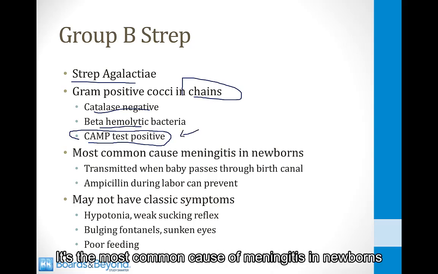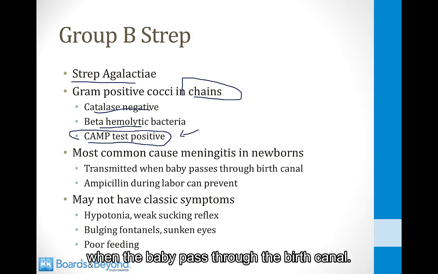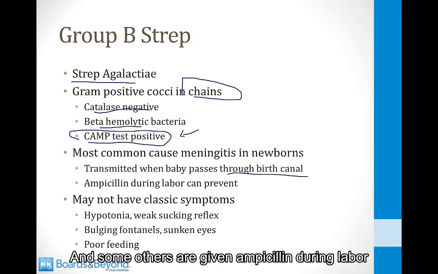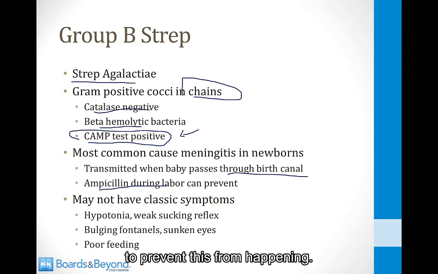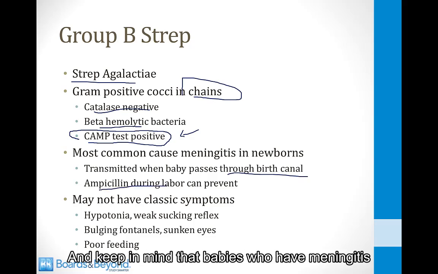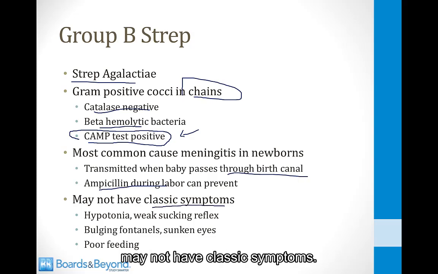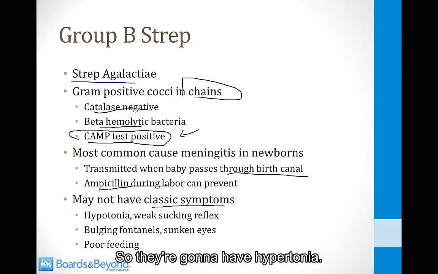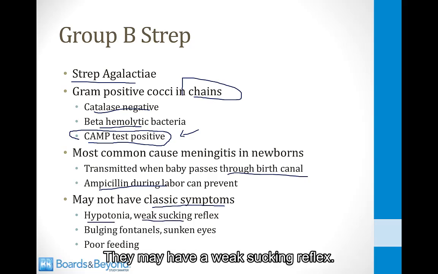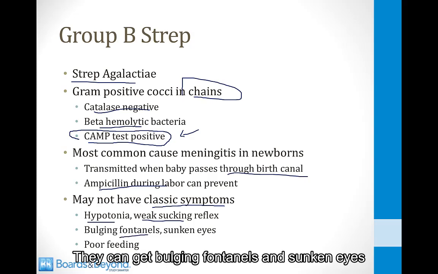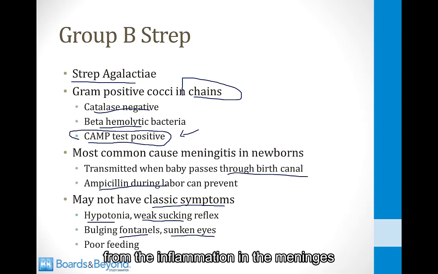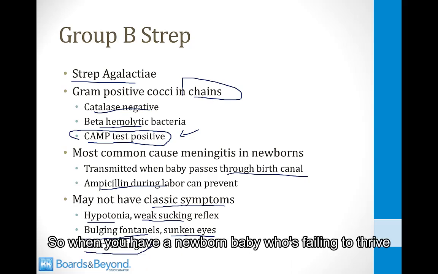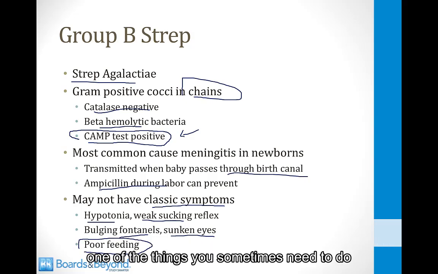It's the most common cause of meningitis in newborns, and it's transmitted when the baby passes through the birth canal, and some mothers are given ampicillin during labor to prevent this from happening. And keep in mind that babies who have meningitis may not have classic symptoms. They're not going to complain of photophobia and neck pain because they can't even talk. So they're going to have hypotonia. They may have a weak sucking reflex. They can get bulging fontanelles and sunken eyes from the inflammation in the meninges, and they can have poor feeding. So when you have a newborn baby who's failing to thrive, one of the things you sometimes need to do is a spinal tap to rule out meningitis.